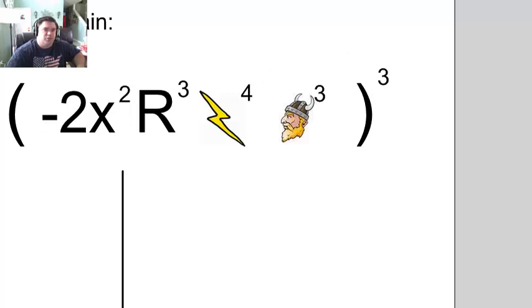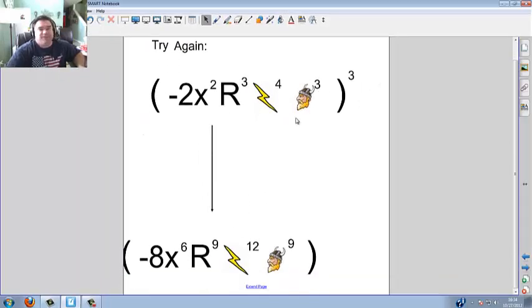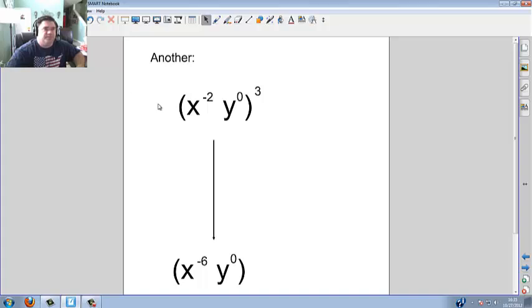Alright, hopefully you got the following. Negative 2 cubed is negative 8. X squared cubed is x to the 6th. R cubed cubed is r to the 9th. Lightning bolt to the 4th power cubed is lightning bolt to the 12th. And Viking cubed is Viking to the 9th power, which is a lot of pillaging.